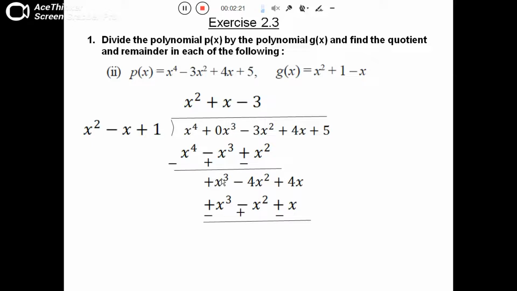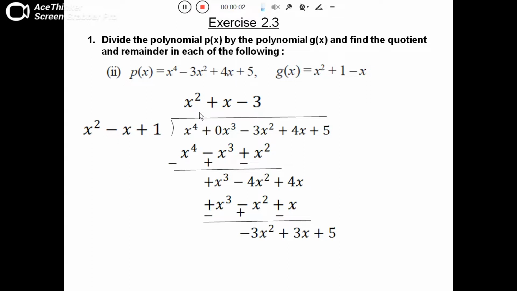Okay, now plus x cube minus x cube is cancelled. Minus 4x square plus x square equals to minus 3x square, plus 4x minus x equals to plus 3x, and this 5 is taken down. Now the third quotient is minus 3 you have taken. Minus 3 is multiplied into x square is equal to minus 3x square. So let us multiply minus 3 in this divisor. Minus 3 into x square is equal to minus 3x square. Minus 3 into minus x.